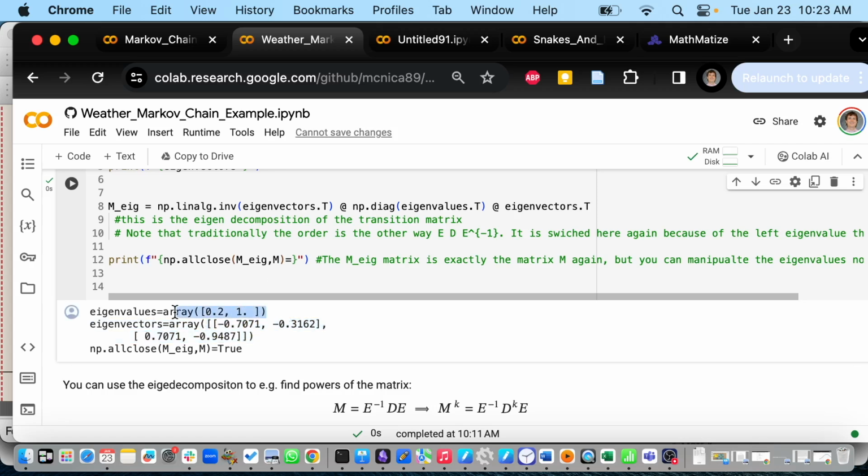0.2 is our 1/5. That's what we saw last time. These ones look a little funny. Minus 0.7 and minus 0.3 are the eigenvectors. Oh, right, they're stacked. Again, because of the transpose thing, it's minus 0.7 and plus 0.7. That was the minus 1, 1 vector. And minus 0.3 and minus 0.9 is the 1, 3 vector, right?